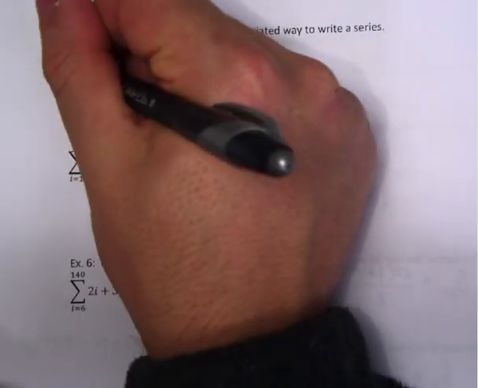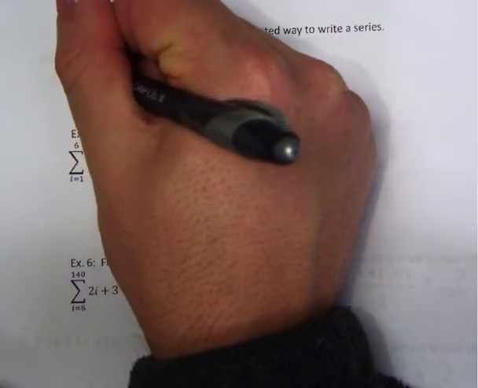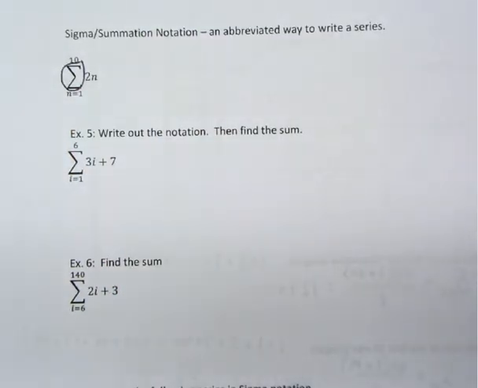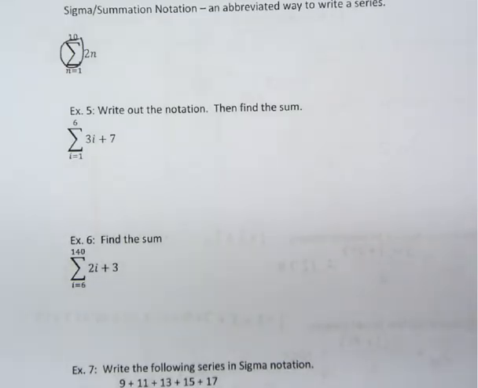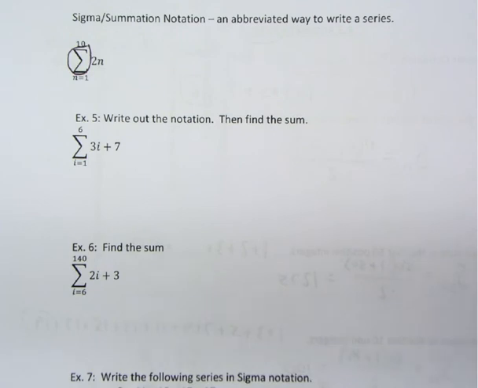Anytime you see sigma, it is a command to you. This symbol is saying, hey, I want you to add numbers together. That's what it's requesting. It's requesting you to add numbers together and get a sum.